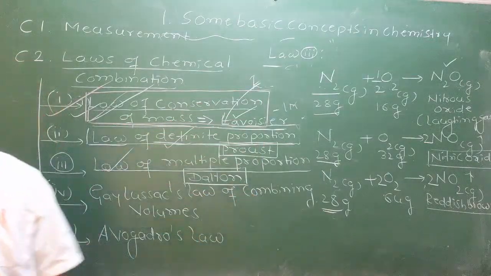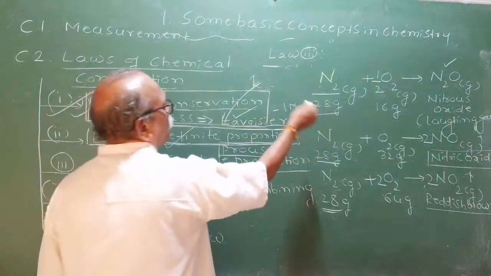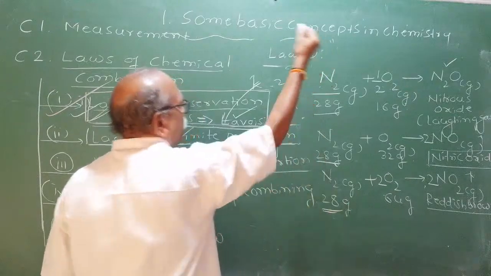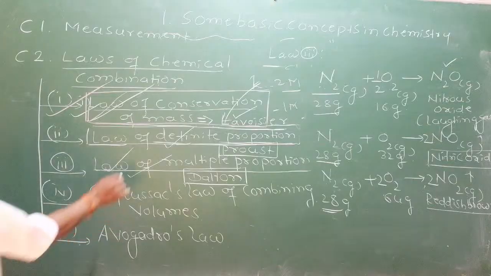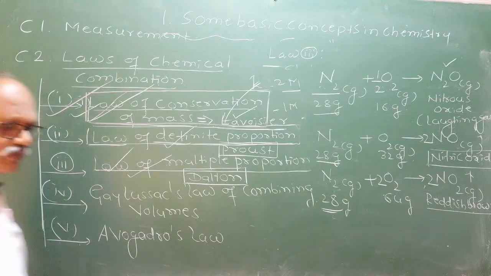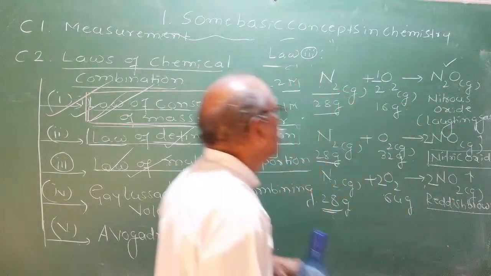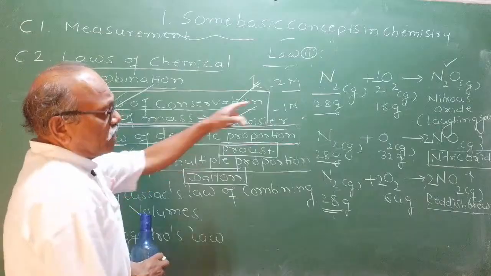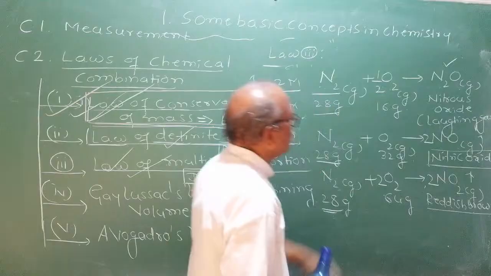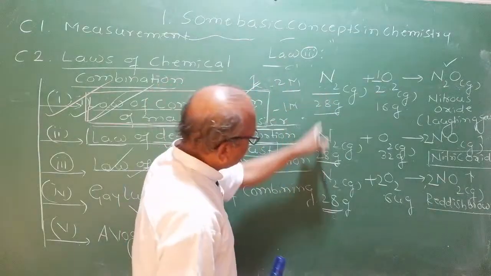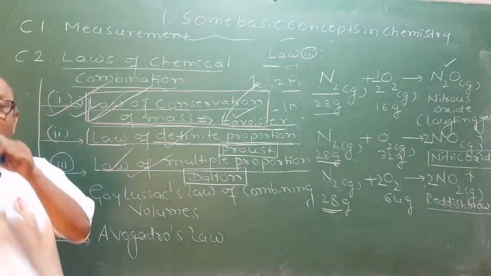Have this example. Illustrate the law of multiple proportion with an example will be a good question for 2 marks. You can give the first example or you can give this example. What is the statement of the law of multiple proportion? It states that when 2 elements combine to form 2 or more products, the masses of one of the elements that combine with the fixed mass of another element, whose mass is fixed here? Nitrogen mass is fixed here. You can observe.